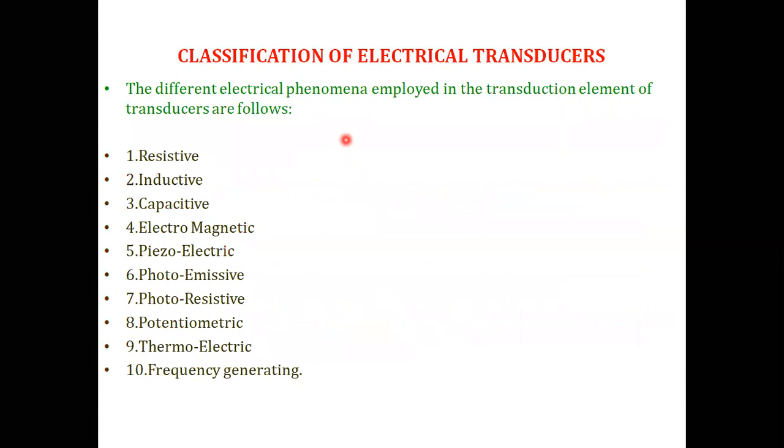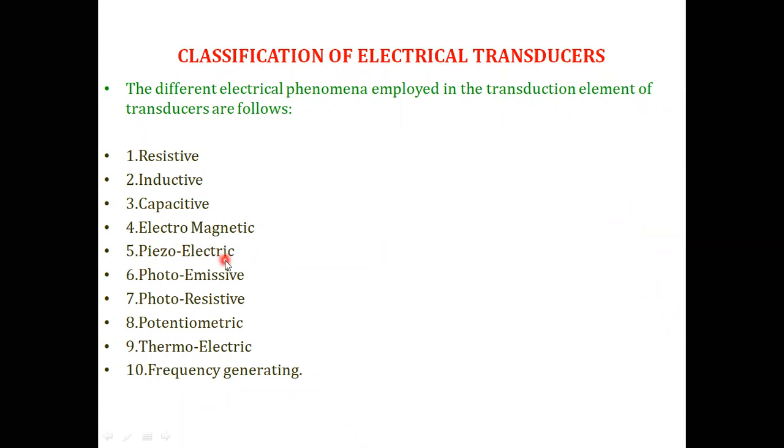Classification of electrical transducers. There are different electrical phenomena employed in the transduction elements of the transducer, as follows. There are resistive, inductive, capacitive and electromagnetic types of transducers. Electromagnetic is electrical quantity into magnetic quantity signal conversion, that is, electrical to magnetic conversion.